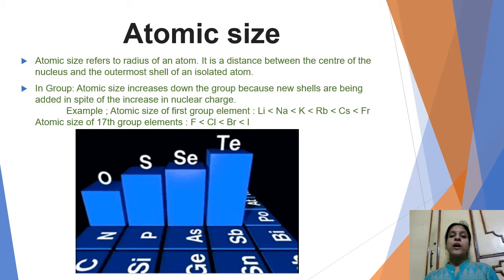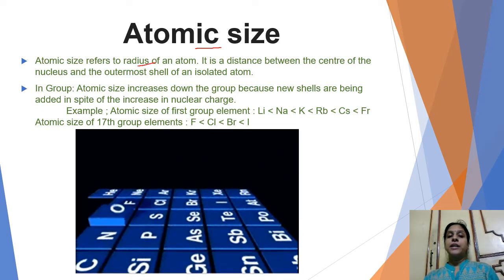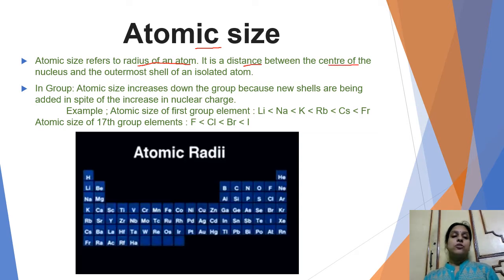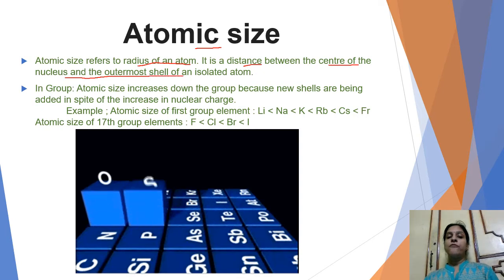Next property which we are talking about is atomic size. Atomic size means the radius of an atom, and basically it is the distance from the center of the nucleus to the outermost shell of an isolated atom.